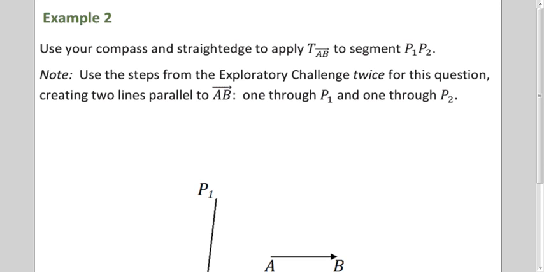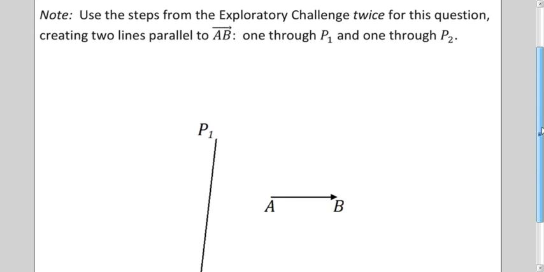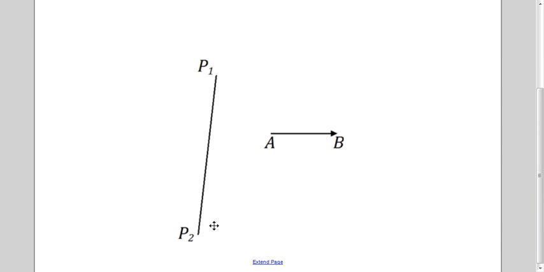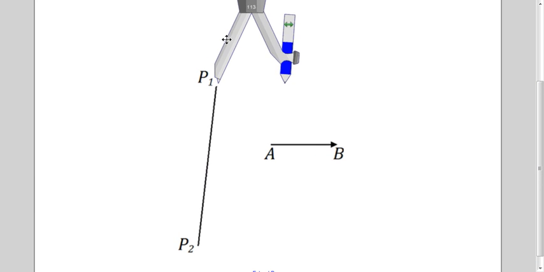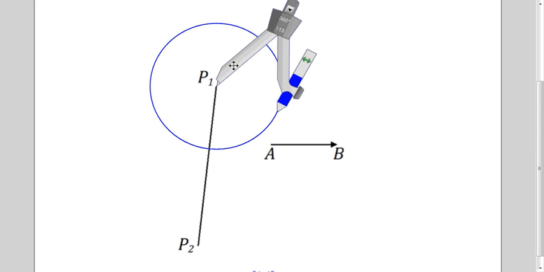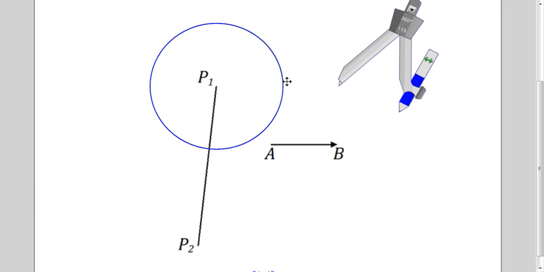So let's actually do a translation. We want to translate segment P1P2 using vector AB. To do that, remember we have to get the distance and the direction. To get the distance, you're going to measure from A to B. And now you're going to draw a circle around point P1. So we know that the point that we get after the translation, the image, is going to be on the circle somewhere.